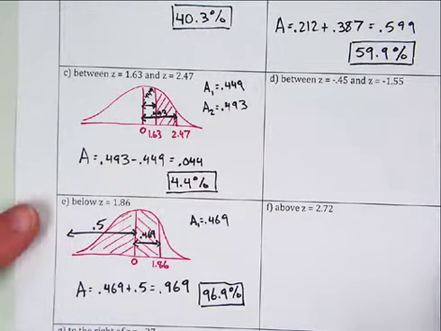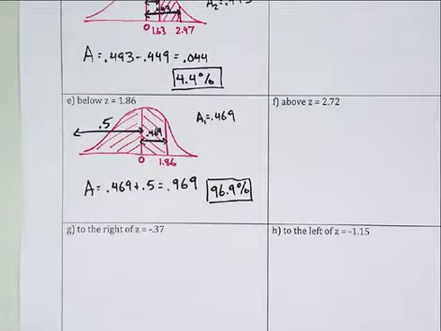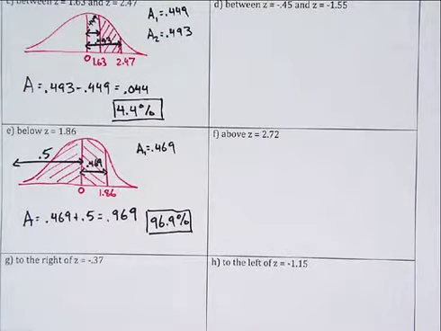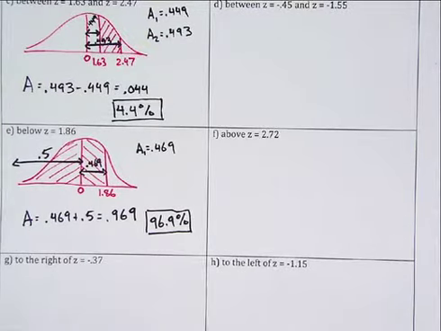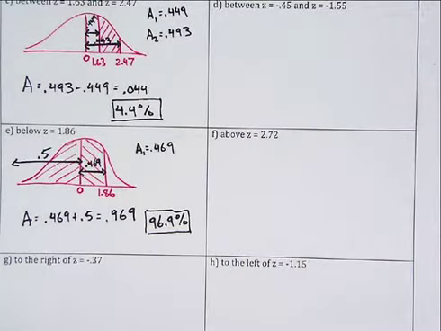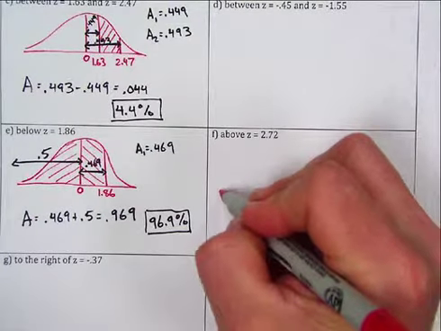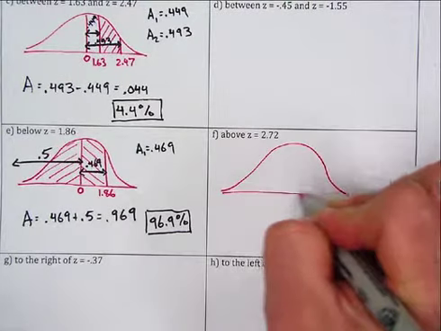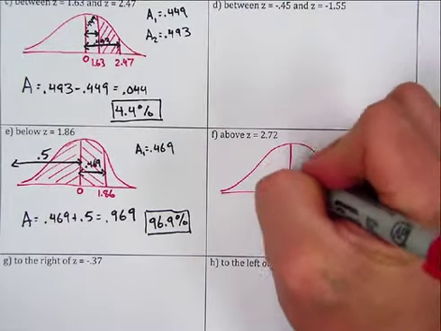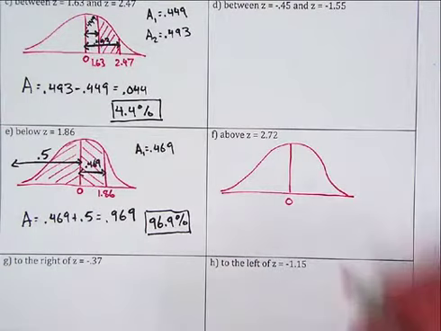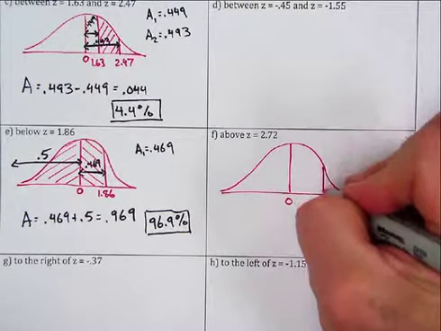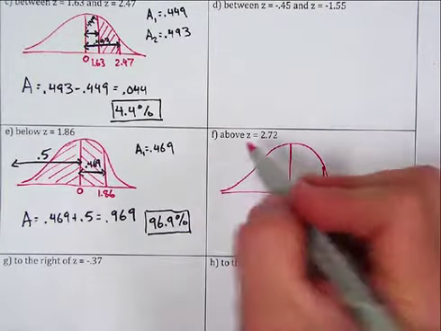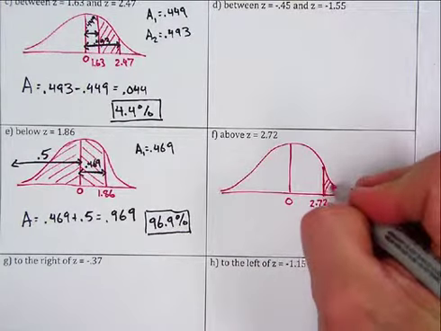All right, and we're going to move down again. Well, we're not going to move down. We're going to move across to F. So here we want above Z of 2.72. So here's our mean of 0. 2.72 is positive. We're going to draw it off to the right. And we want above this. So we're going to shade everything to the right, and we get this little tail.